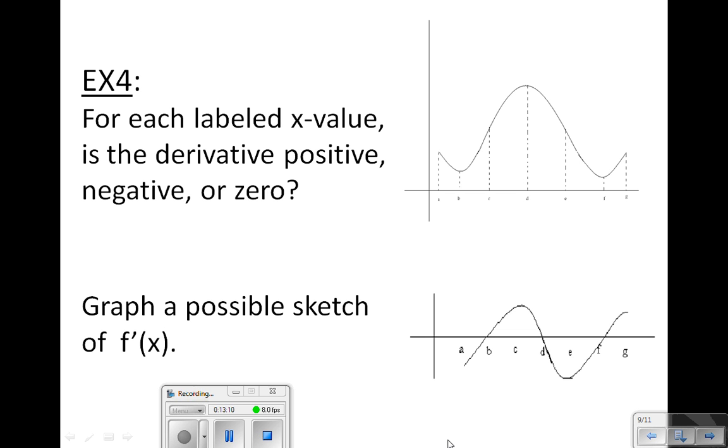Okay, so that was pretty quick. If that didn't make a whole lot of sense, don't panic. We see this multiple times, so this is just the first time you're getting introduced to this.